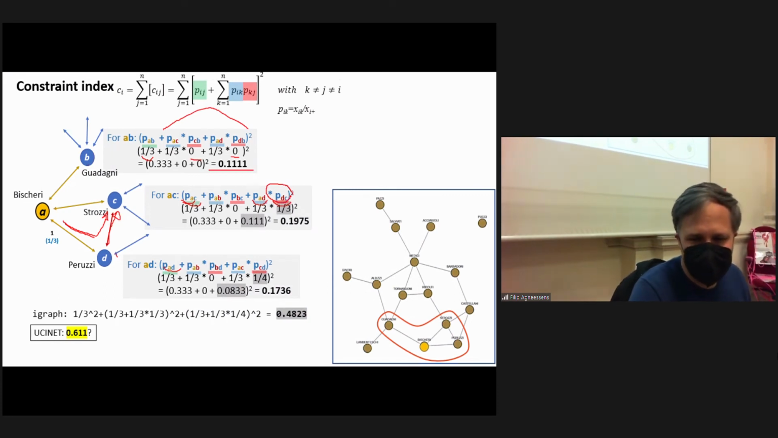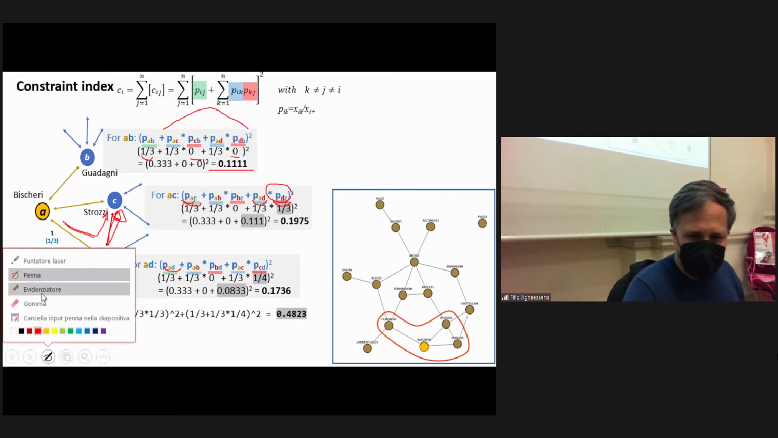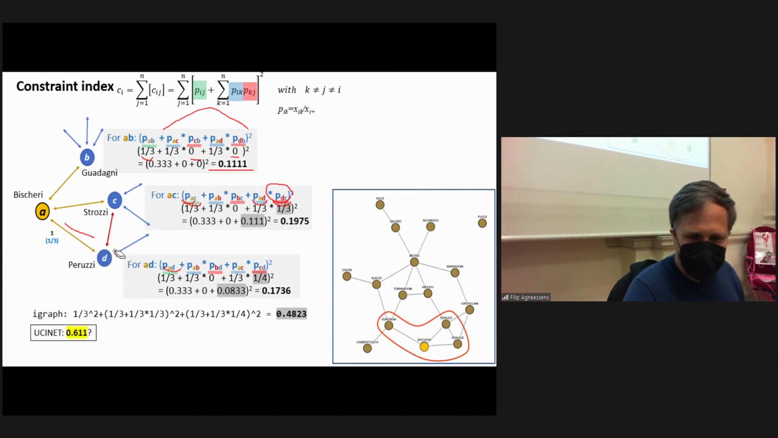And how large is it? Well, it is 1/3 if I take into account that D has 3 connections, so 1/3 of their time they spend on the Strozzi. Okay. And I can do the same for the Peruzzi, and guess what? It's just a little bit different. And why is it different? Why is this different than this? Looks the same.